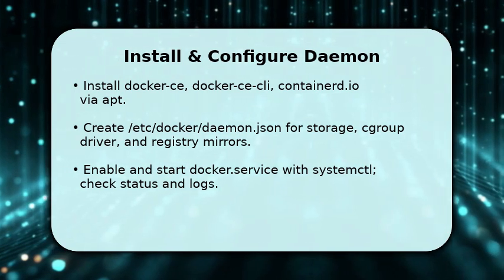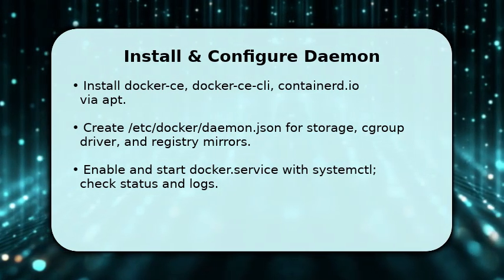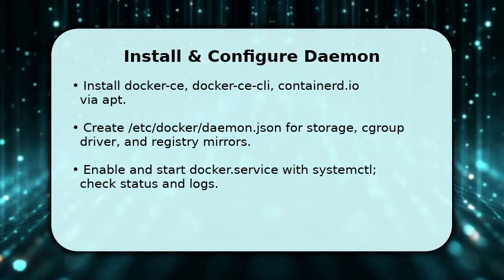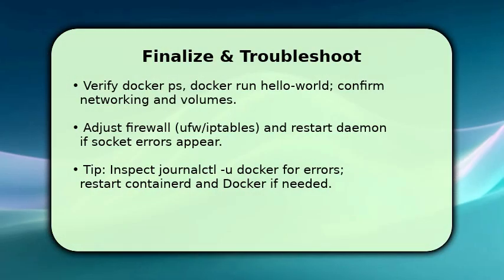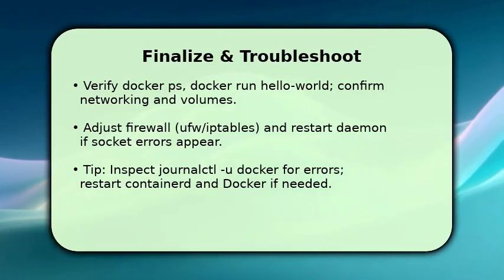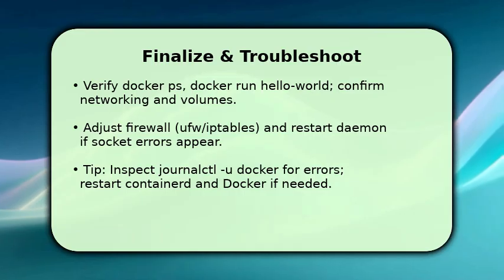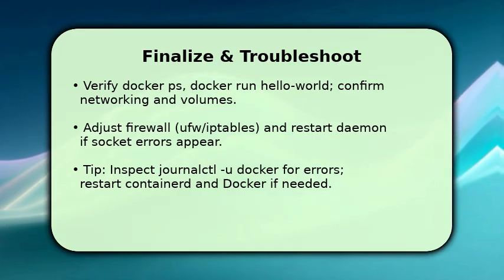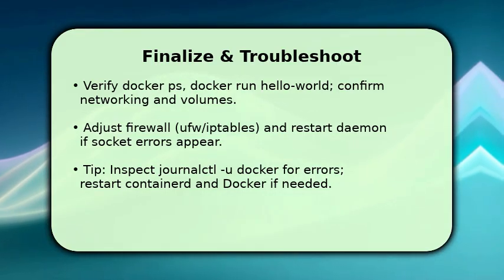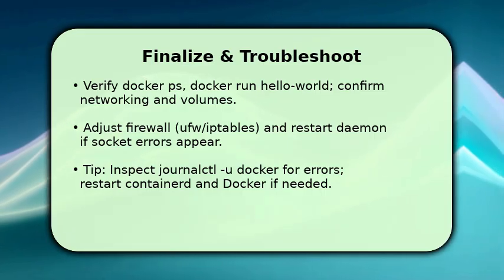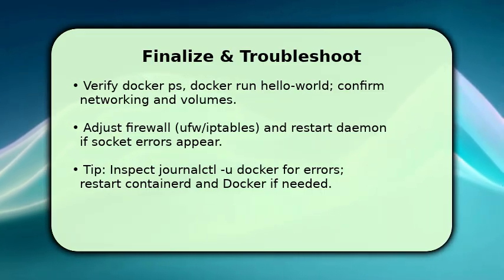Check journalctl -u docker and docker info to confirm the daemon initialized and recognized your settings. You finish by validating runtime behavior and addressing common failures. Run docker run hello-world and docker ps to ensure the daemon accepts commands and pulls images. Test a simple container with a mapped volume and exposed port to confirm networking.